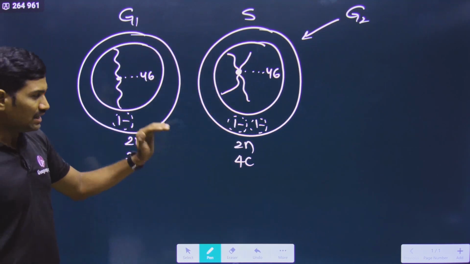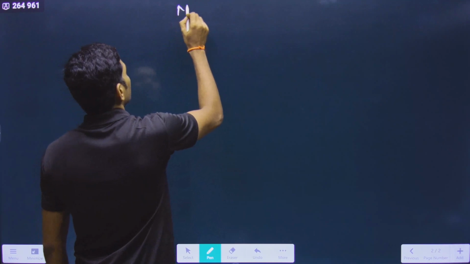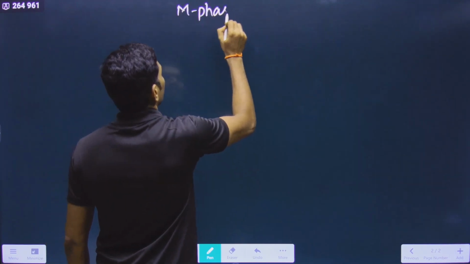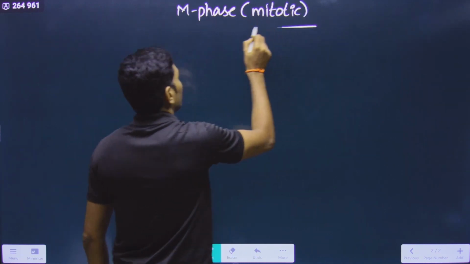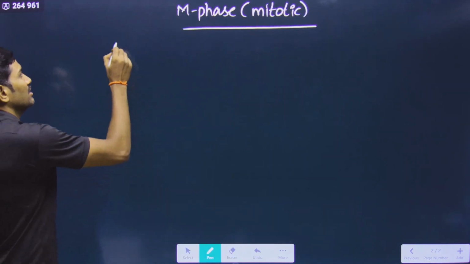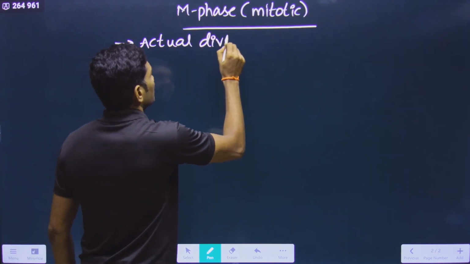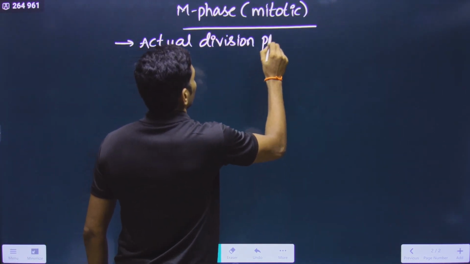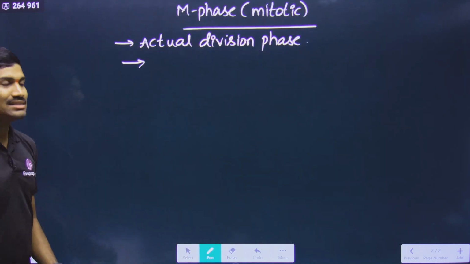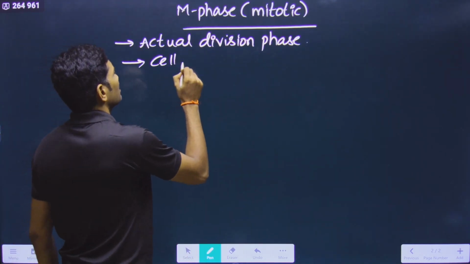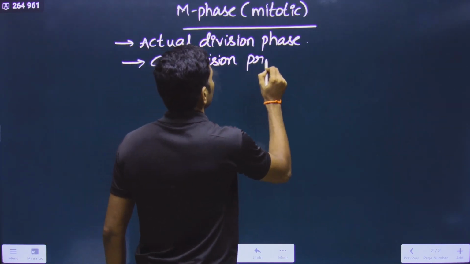This is what we have studied, and now we are proceeding with the next one, that is the M phase. M phase means the mitotic phase, because this is where the cell division is actually occurring. This is the actual division phase, and you can also call it cell division proper. Already we studied all these names. Let us quickly revise this. This is also called cell division proper.